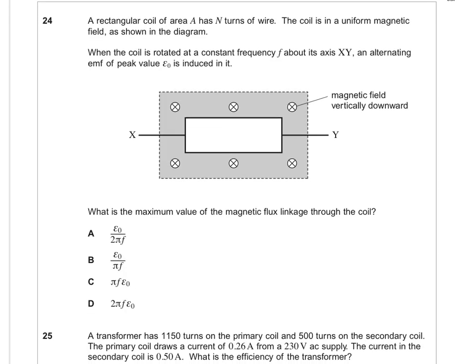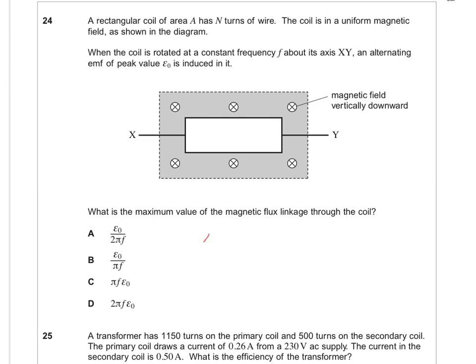A rectangular coil of area A has n turns of wire. The coil is in a uniform magnetic field as shown in the diagram. When the coil is rotated at constant frequency f about its axis xy, an alternating EMF of peak value E0 is induced in it. What is the maximum value of magnetic flux linkage through the coil?